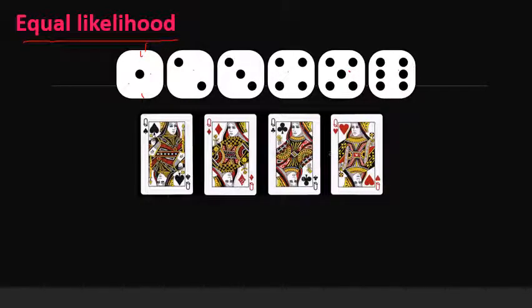Let's say we've got four cards, four queens. They're completely shuffled, and I draw one of the cards. There's an equal likelihood of getting the queen of spades, queen of diamonds, queen of clubs, or queen of hearts. If I put the cards back again and shuffle them again, it's just as likely that I'll get the queen of spades again, or I might draw another card there. It's an equal chance, equal likelihood.